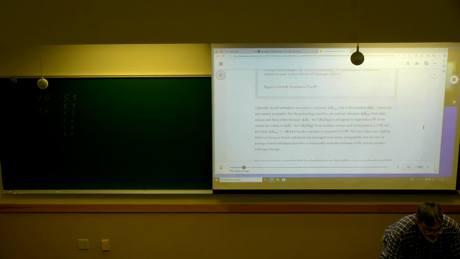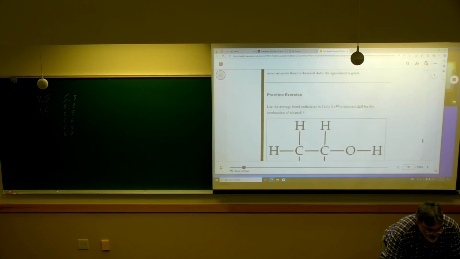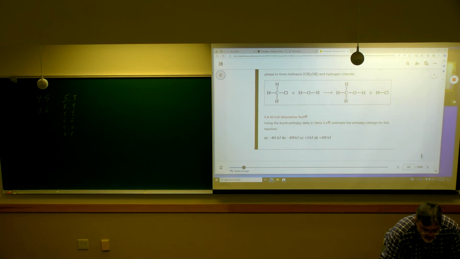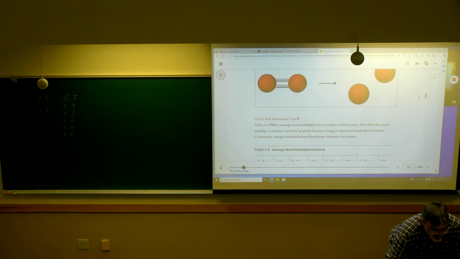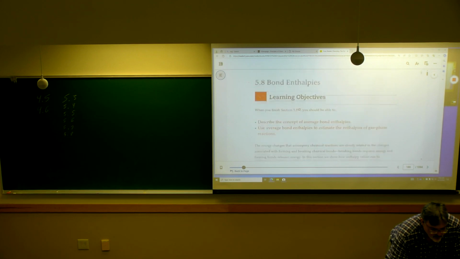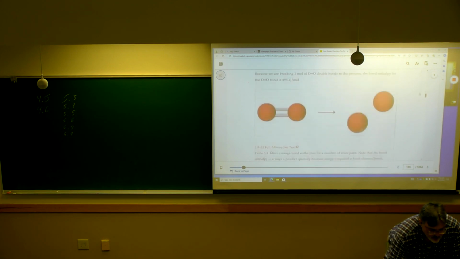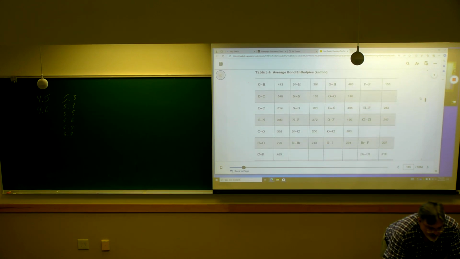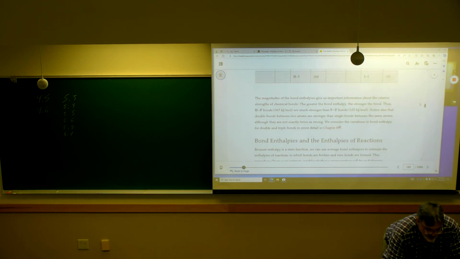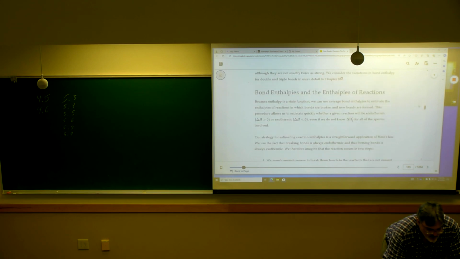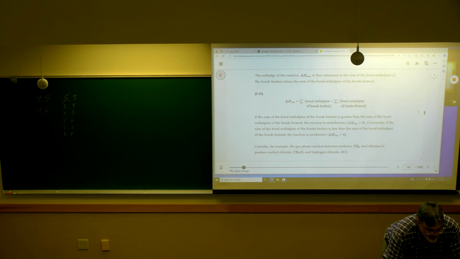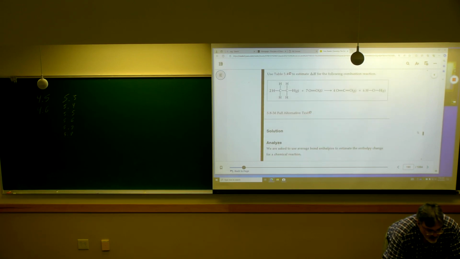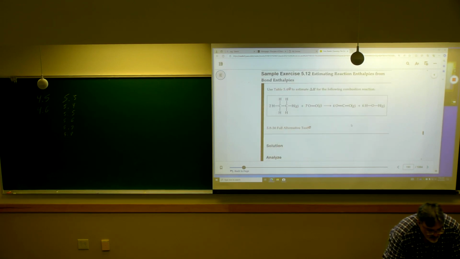Let me just skip down to here. So that chart I gave you, in this chapter, there it is. So there's the start of the chapter, bond enthalpies. So the chart you have is this. It's here in the chapter and it's in the appendix. I'll give you this on a test. You don't need to memorize these, but this is what I'm going to describe, what those are. I think it's best to just start here.